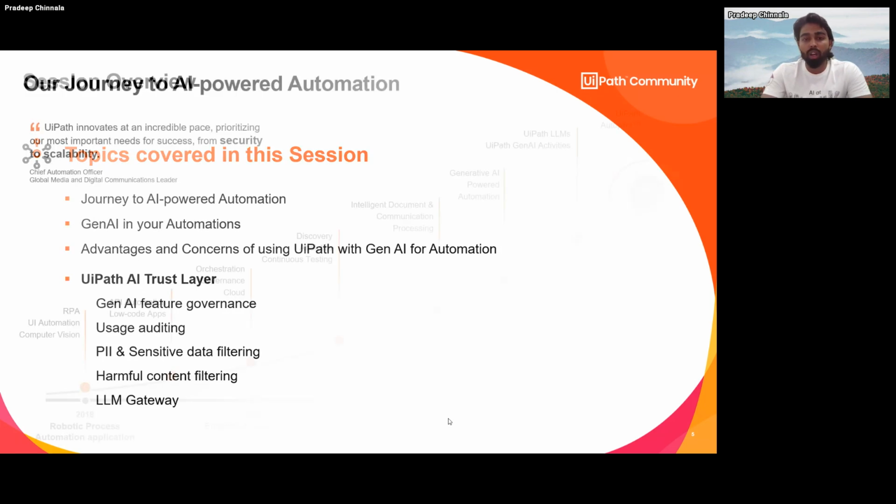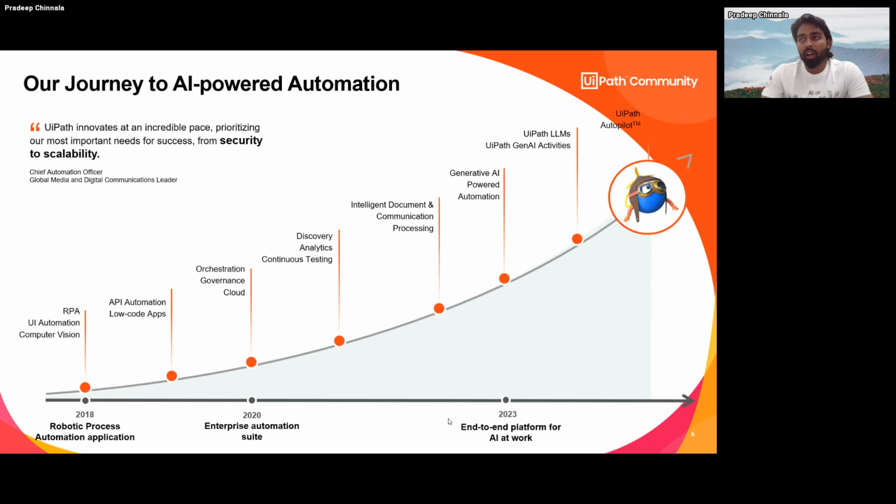Before going directly to GenAI or the AI Trust Layer, Lakshman wants to give some idea about how we started automation long back, how it got upgraded every year, and what kind of features came every year. He wants to give a brief idea about it. Please, Lakshman, you can take it.